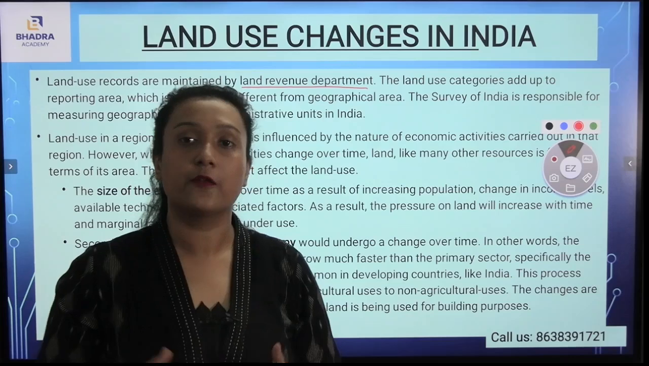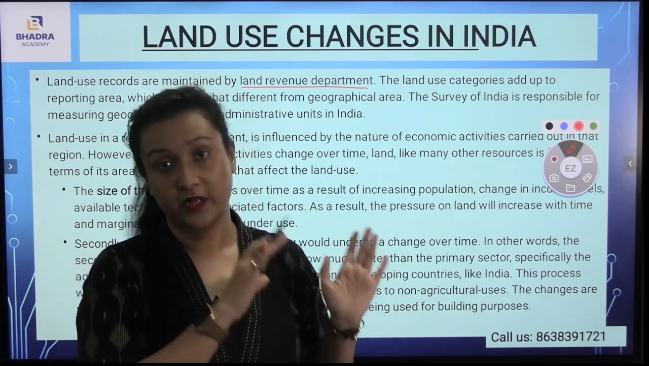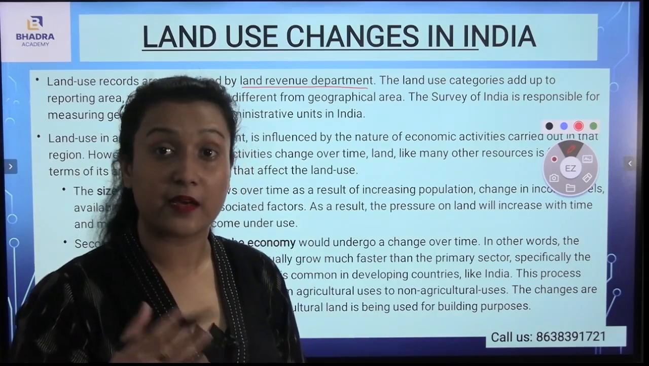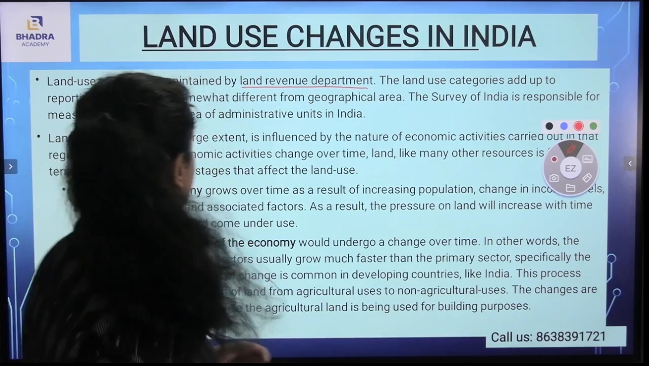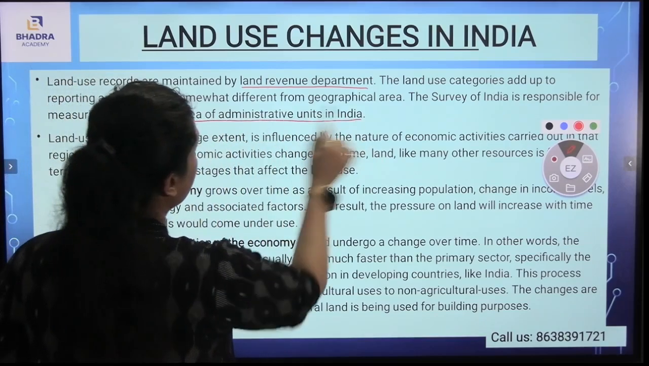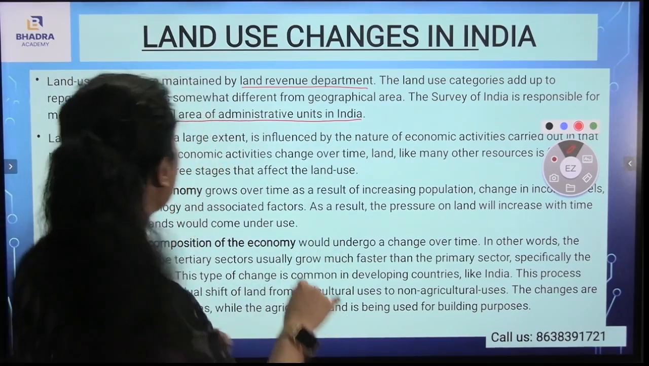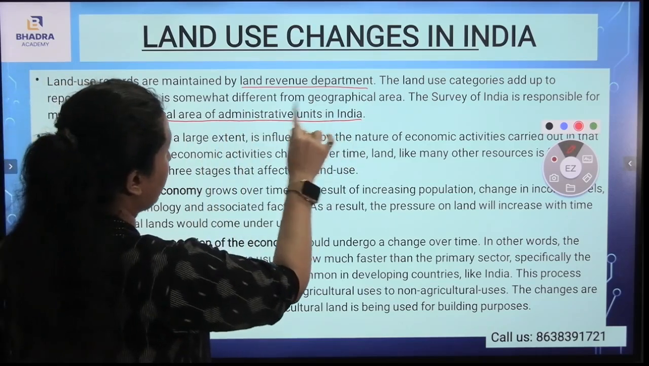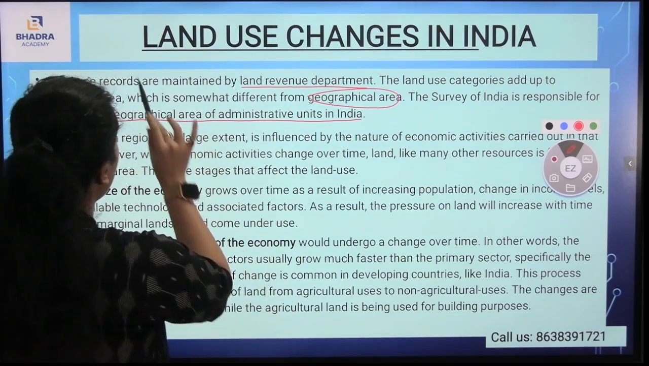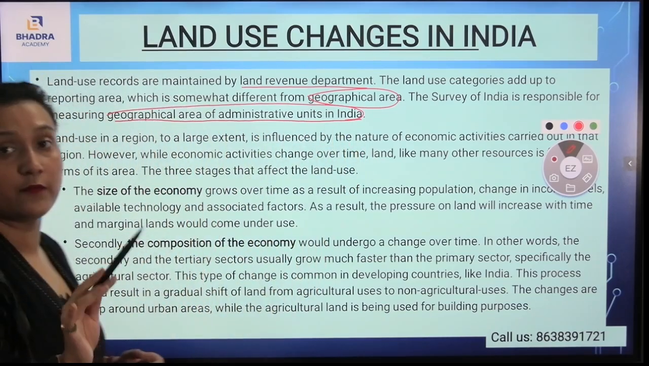This is completely different from the geographical area. Geographical area is under the geology part, but here we will be understanding the uses of the land. And also the Survey of India is responsible for the land. It comes under the geographical area of the administrative units in India. The Survey of India sees how the land is being used and measured, and it comes under the geographical area of the administrative units in India.